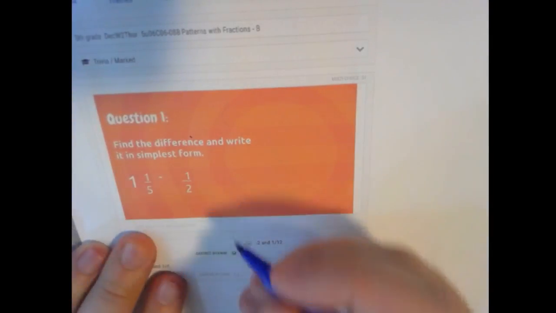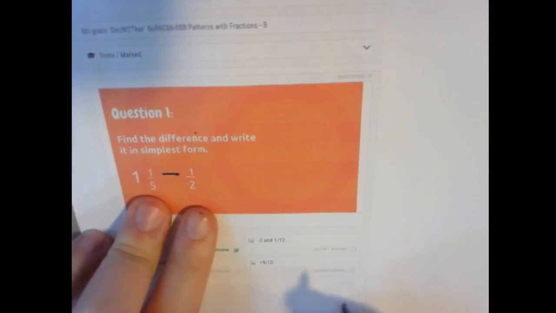Hello, so we're doing one of our reviews here today, looking at the patterns with fractions. Okay, so this first step is find the difference and write it in its simplest form. Okay, so the first thing again we need to do is get common denominators on these fractions that we're subtracting.